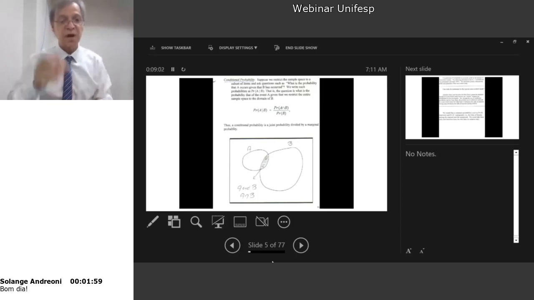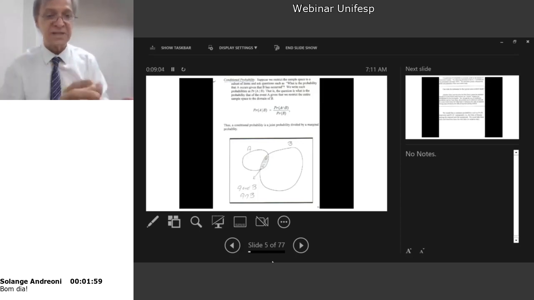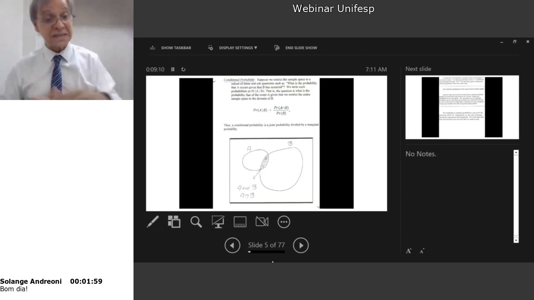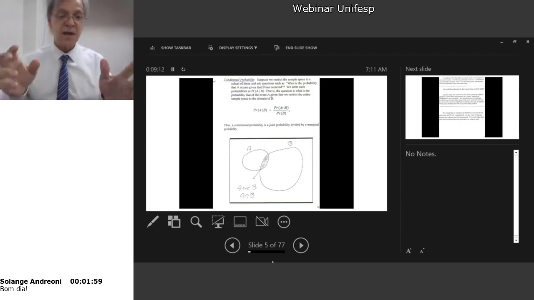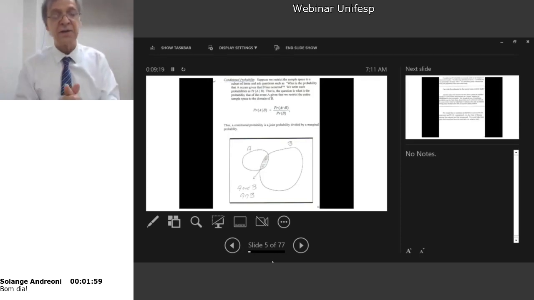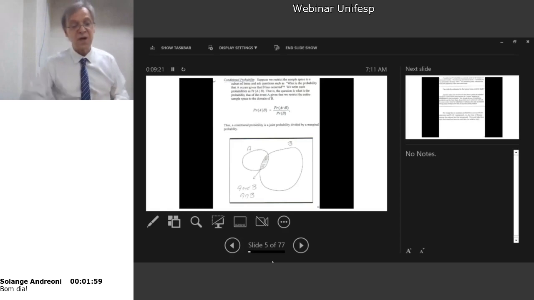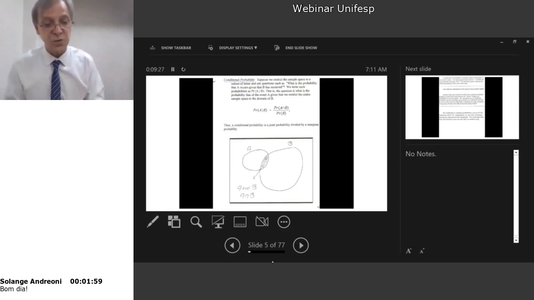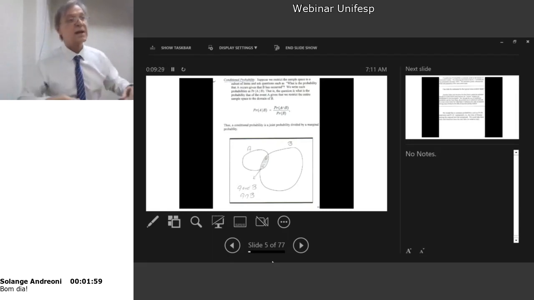So instead of A and B, you have D and E for disease and exposure. And that conditional probability is provided by the theory of probability as the combined probability of A and B, which is this little shaded area here, divided by the probability of B, which is the thing I'm conditioning on.